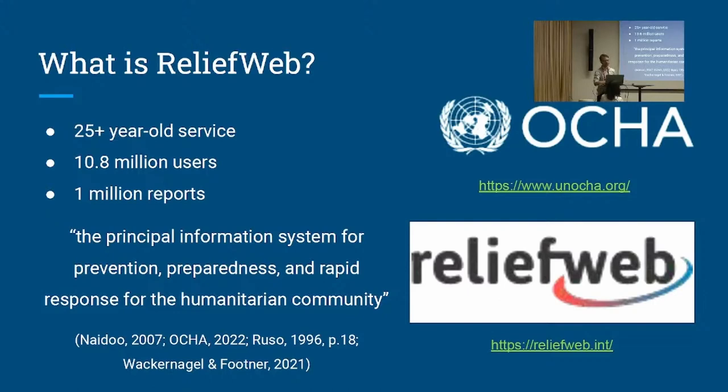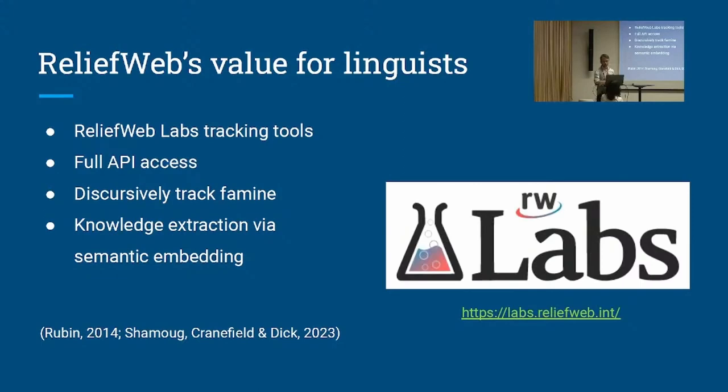This is the resource that you can go to if you want to know what's happening in the world, what crises people are trying to respond to, and what issues they're trying to deal with. Now, as such a large database, ReliefWeb is also quite useful for linguists who are interested in studying humanitarian discourse. ReliefWeb has their own internal suite of tracking tools that they use to try to understand what's happening in the world of humanitarian action, and they also provide full API access to all that data. Since it's been around for several decades, ReliefWeb has been used by a variety of authors for different purposes. Two simple examples for linguists would be to discursively track famine, to see when famines might occur over time, and to extract knowledge via semantic embedding.